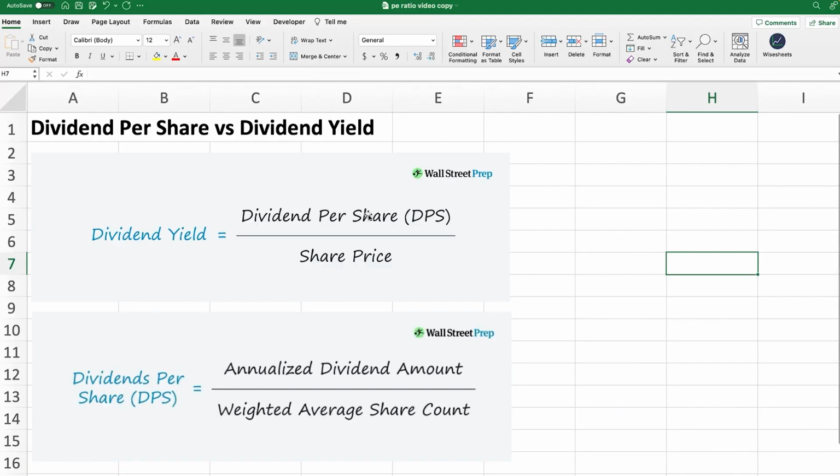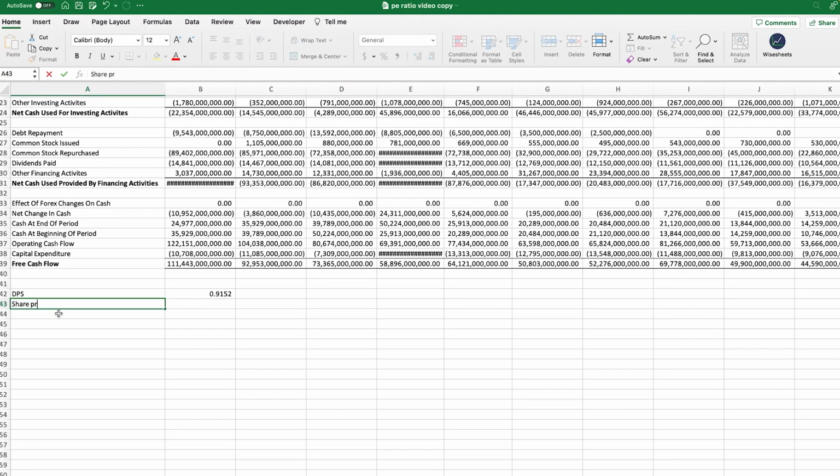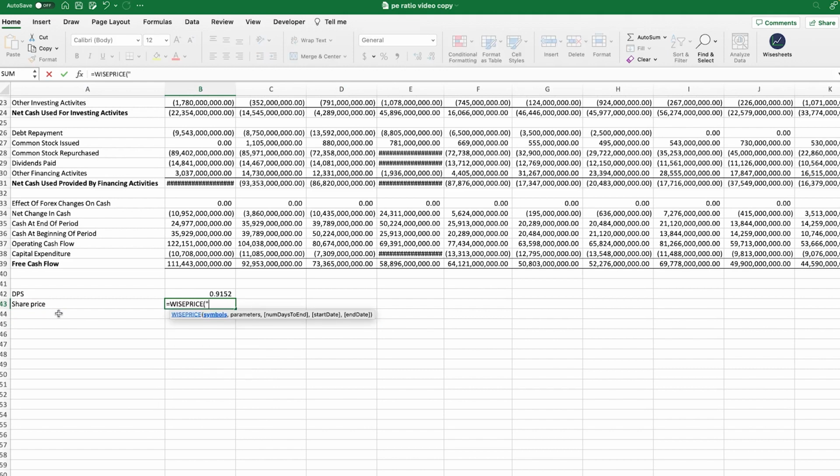So as you can see, we have the dividends per share already, so all we need to do is take that number and divide it by the current share price of the company. In order to do that, we can do share price right here, and I'm going to be using the Wise price function from Y-Sheets. We have many tutorials on how this works, but you can just enter this command and this will provide you with the stock price for Apple at this particular moment in time.